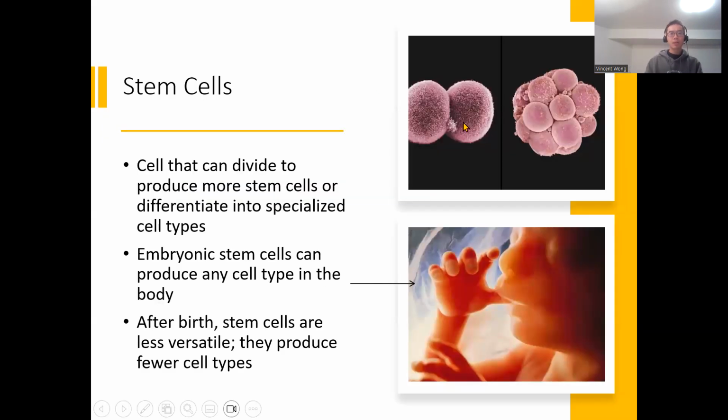All right, so let's talk about stem cells. Stem cells are cells that can divide to produce more stem cells. So they are self-renewing. They can do mitosis to make more copies of themselves. But that's not all. Stem cells can also differentiate into specialized cell types.